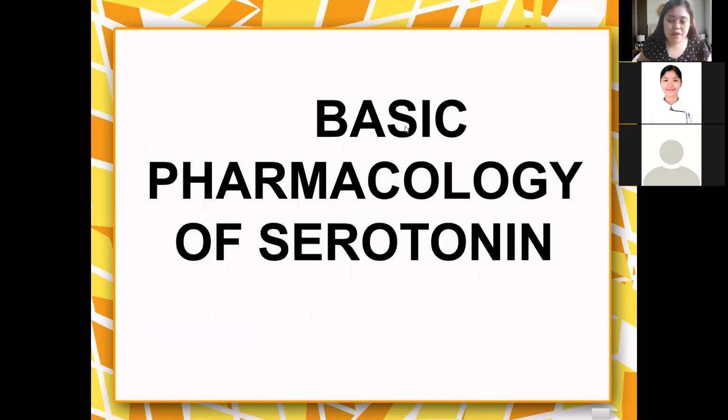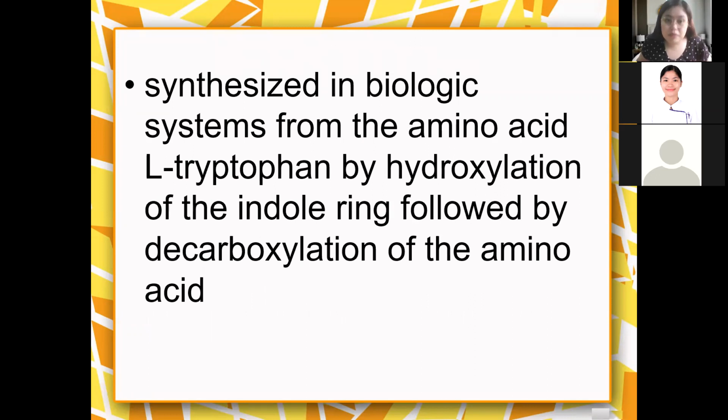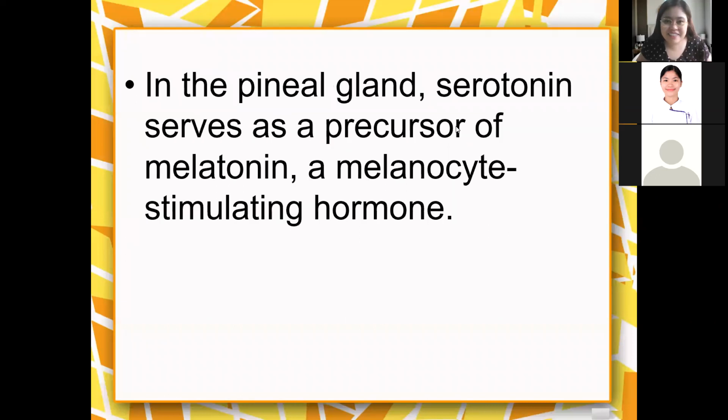So again, the basic pharmacology of our 5-HT. This is coming from the amino acid L-tryptophan. The amino acid tryptophan has the indole ring, which is hydroxylated and then decarboxylated. So there are processes involved until it becomes serotonin. But in the pineal gland, class, especially at night, serotonin will become a precursor of melatonin, a melanocyte stimulating hormone. Melatonin, remember, is the hormone of darkness, and it is involved in our sleeping pattern or circadian rhythm. Okay?